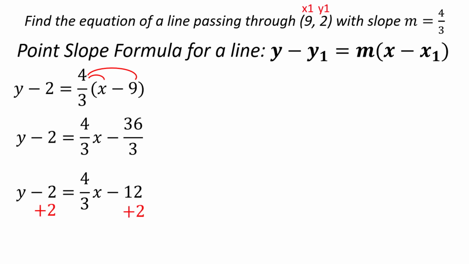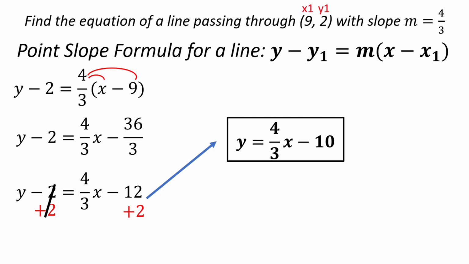Adding 2 to both sides, we have y is equal to 4/3 x minus 10. And there you have it. We have the equation of the line in slope-intercept form. I personally prefer plugging in a point like we did in the first problem to find the y-intercept, but you might be asked to use point-slope form to solve a problem like this. Alright my friends, that finishes up our video on writing the equation of a line.